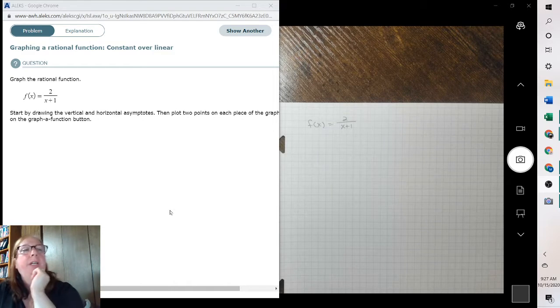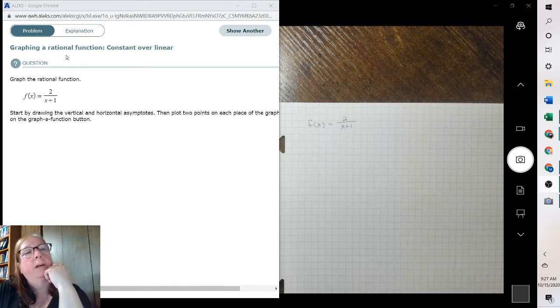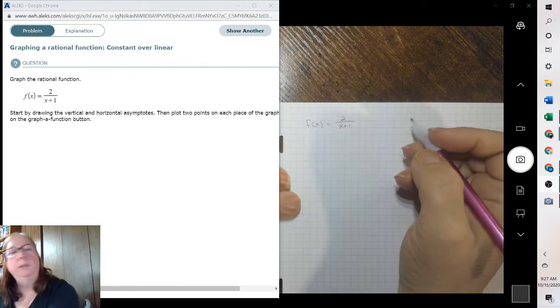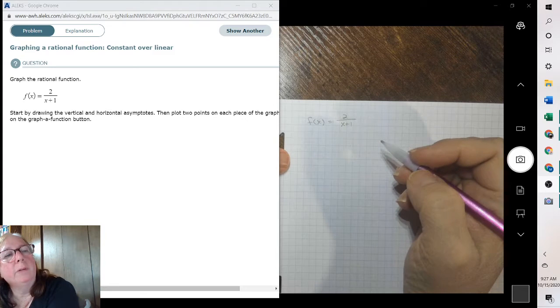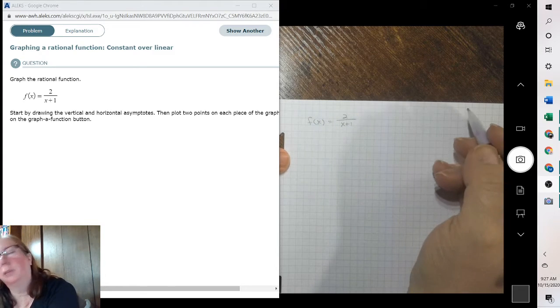Hello, I'm Mrs. J, and today we're going to graph rational functions, constant over linear and then linear over linear. For the first one, constant over linear, they want us to graph the vertical and horizontal asymptotes first.